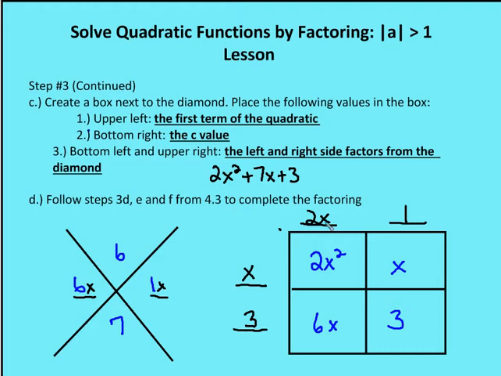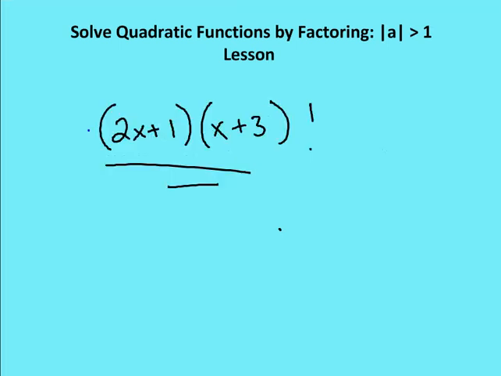And I'm going to go through the same process as before, where I take the common factor from the columns and rows. I take the common factor of 2x squared and 6x. That common factor is 2x. I take the common factor of x and 3. That's plus 1. Then in the rows, I take the common factor of 2x squared and x. That's x. And in the second row I take the common factor of 6x and 3. That's plus 3. So now I end up with my solution, which is 2x plus 1 times x plus 3.